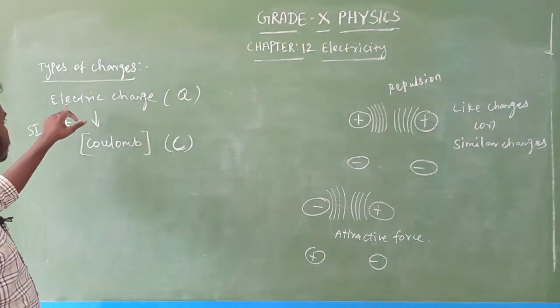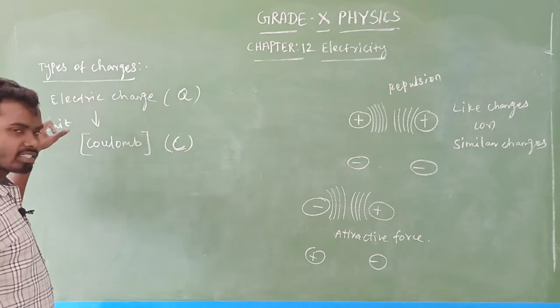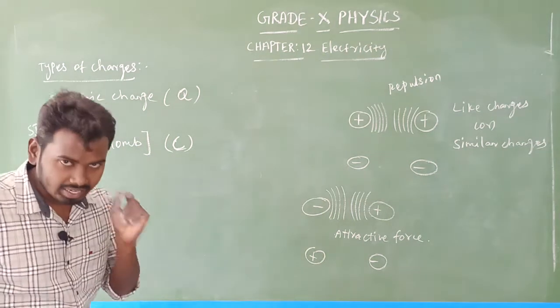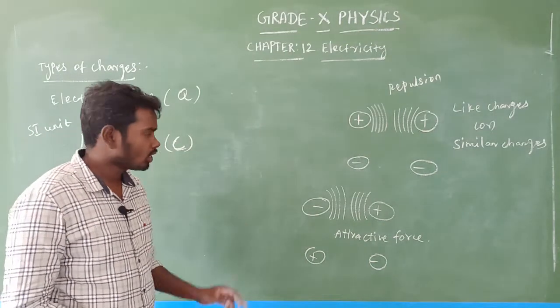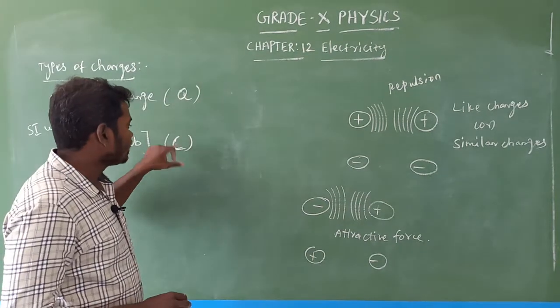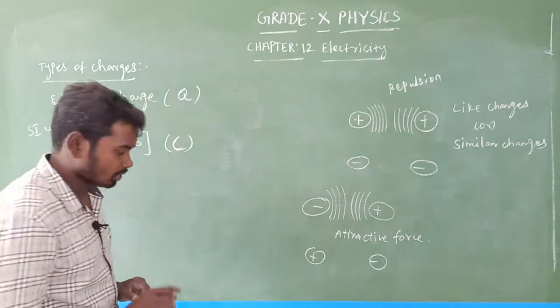The electric charge is denoted by the letter Q. Then the electric charge SI unit is coulomb. That coulomb is denoted by the letter, for our convenience to mention in so many places, even in numericals, capital C. Is it clear? Yes.